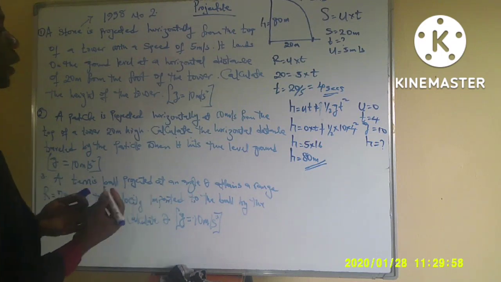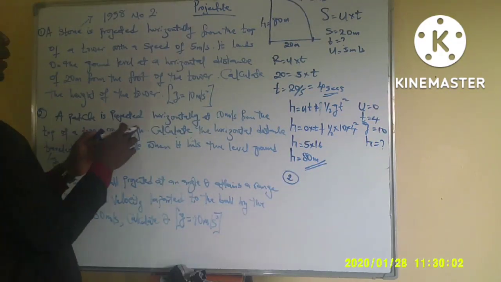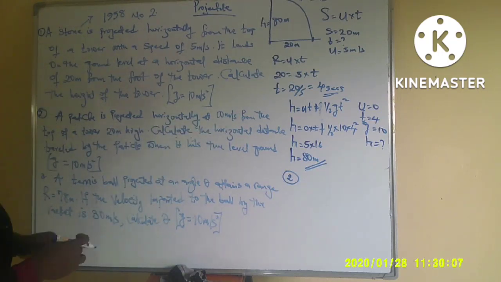Very, very simple. Then number 2. Number 2 says, a particle is projected horizontally at 10 meters per second from the top of a tower 20 meters high. Calculate the horizontal distance traveled by the particle.